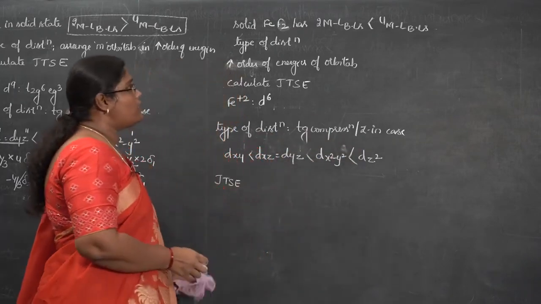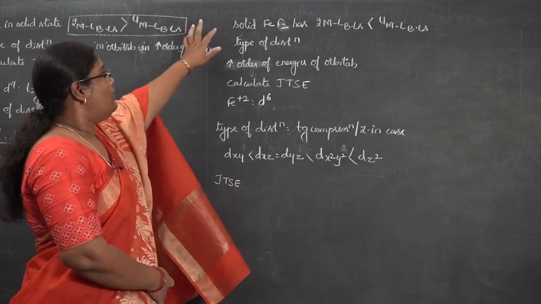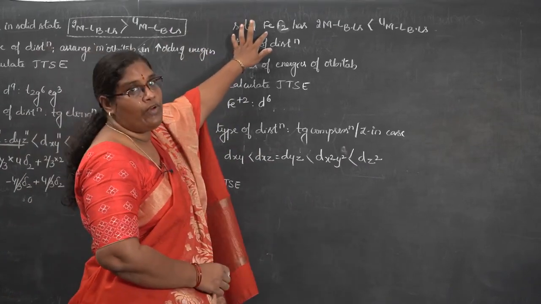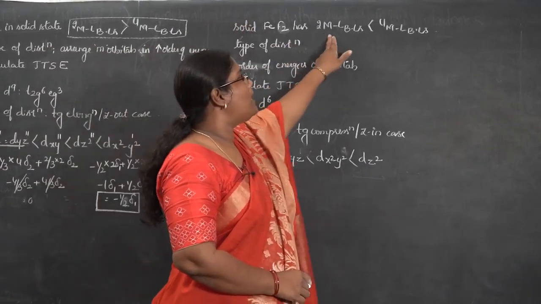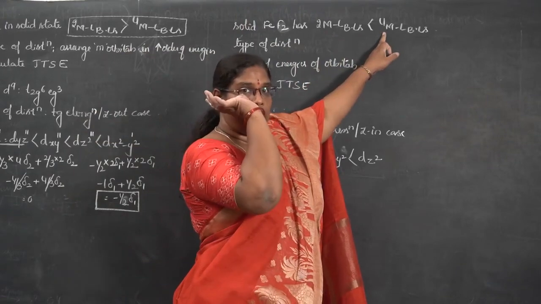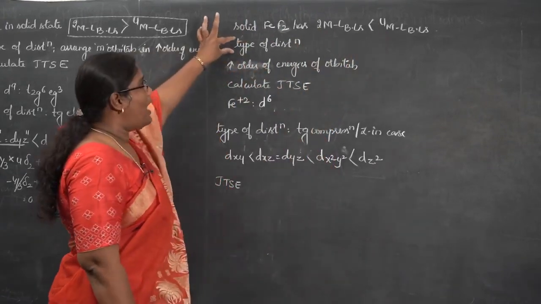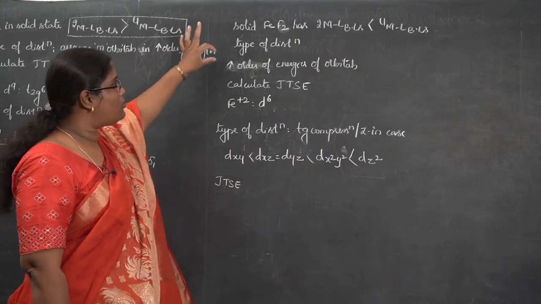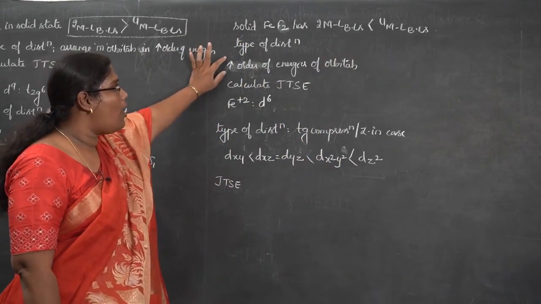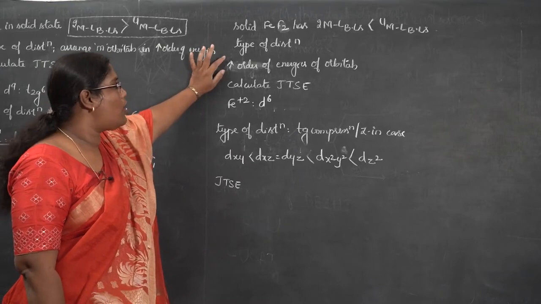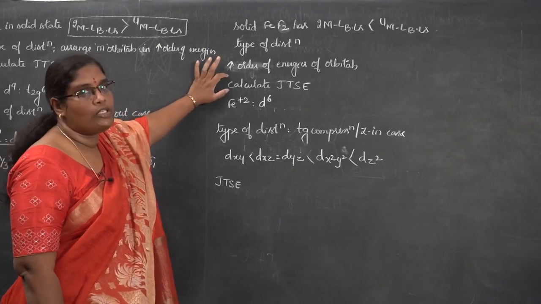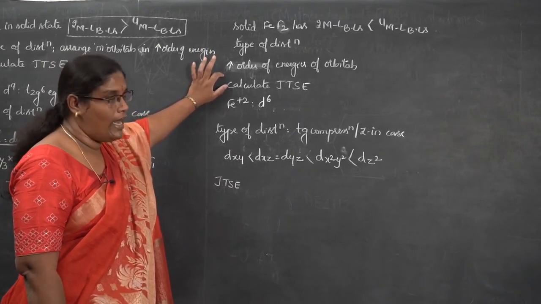So the second question is solid FeF2, ferrous fluoride. It has 2 metal ligand bond lengths shorter than 4 metal ligand bond lengths. So you should identify the type of distortion. You should arrange the orbitals in the increasing order of energy and calculate Jahn-Teller stabilization energy.